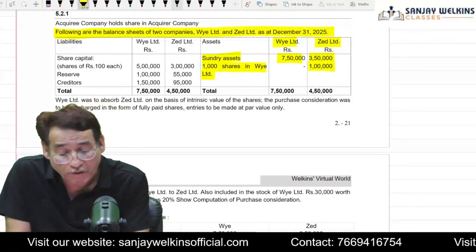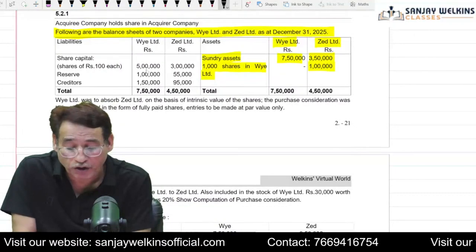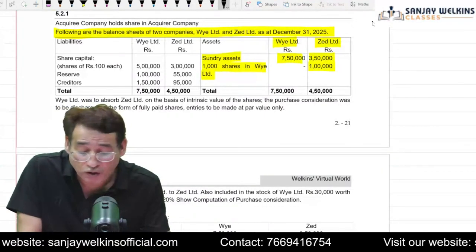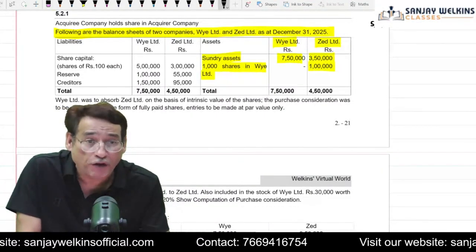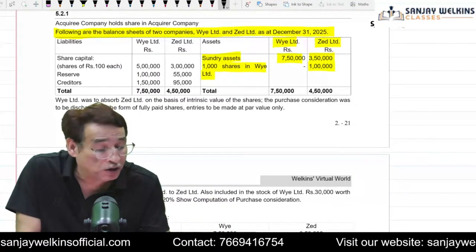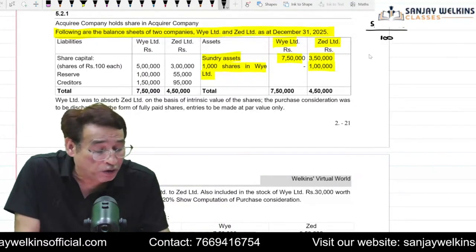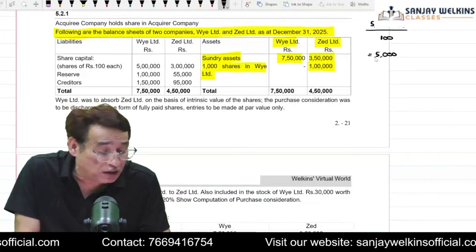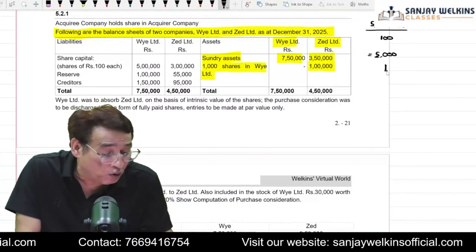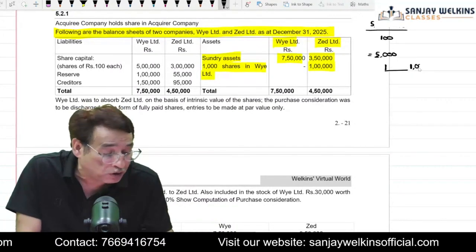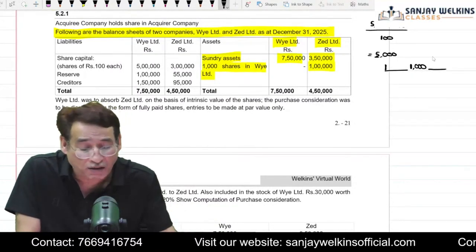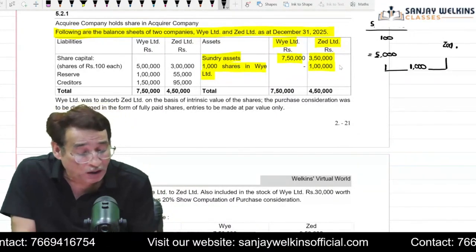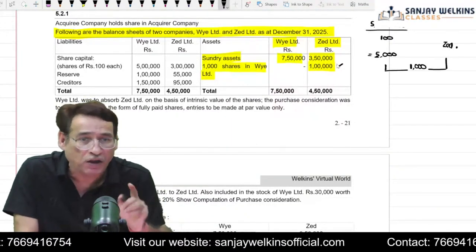If I take into account the total number of shares of Y Limited, the acquirer entity, their total share capital happens to be 5 lakh, and one share is of 100. So the total number of shares of the acquirer entity is 5,000. However, out of these 5,000 shares, we saw that 1000 shares are held by the other company, Z Limited, the acquiree entity. So this amount is written in the column of Z Limited.